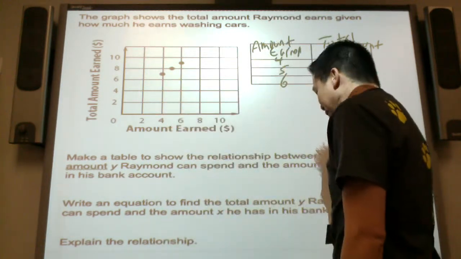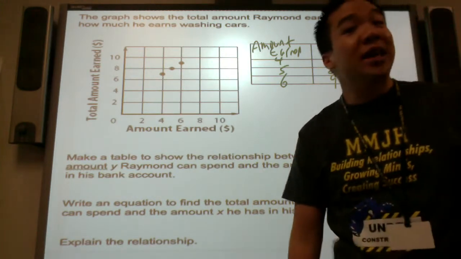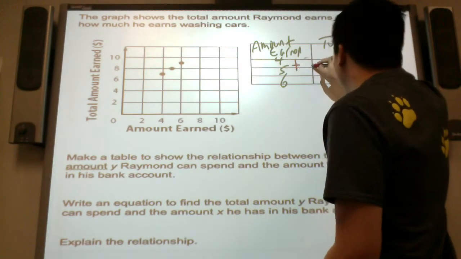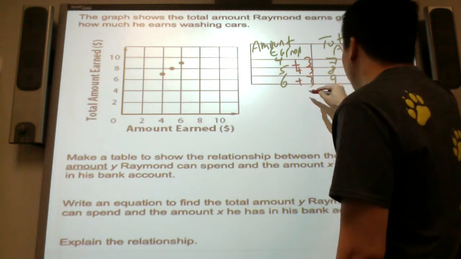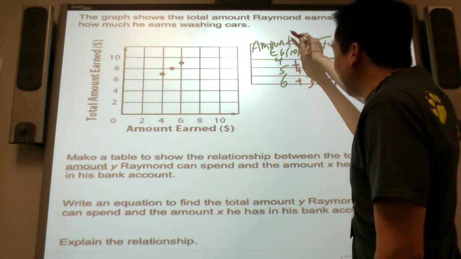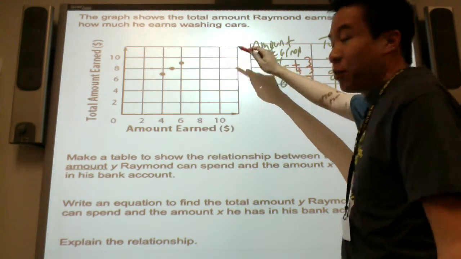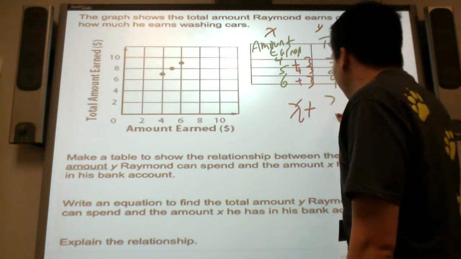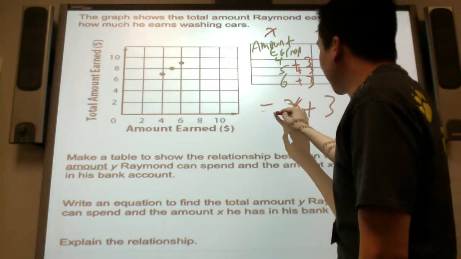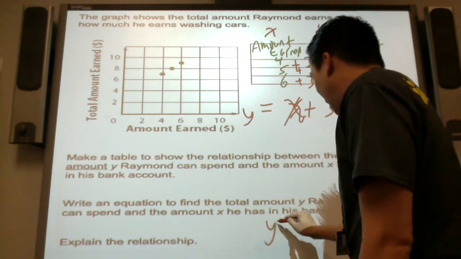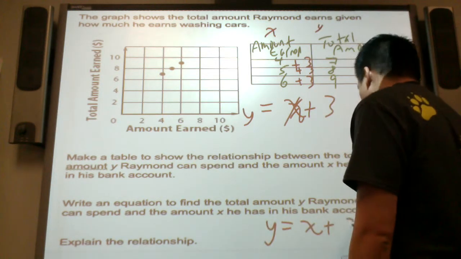Before they even ask us, I know what they're going to ask. What's the relationship here? This is additive, so I know it's going to be plus 3, plus 3, plus 3. What are you adding 3 to? What do you want to label this? What variable? x and y. So we're adding 3 to x, and it's going to equal y. So make a table, we already did it. Write an equation: y equals x plus 3.